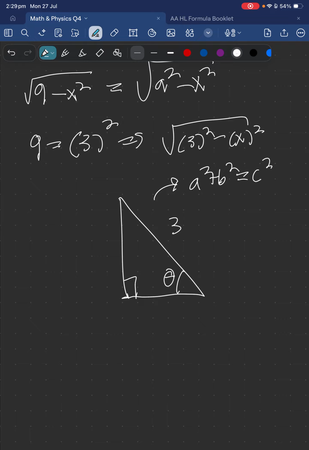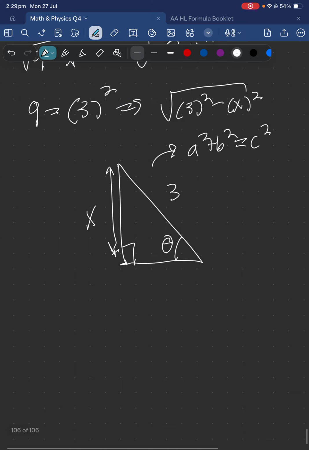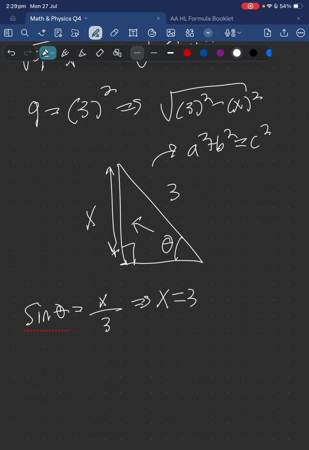So that means our opposite side, this side right here, is just going to be x. So we can use our trig ratios. Sine of theta is going to be opposite. Opposite is x over hypotenuse, which is just 3. And solving for x, we get 3 sine theta.